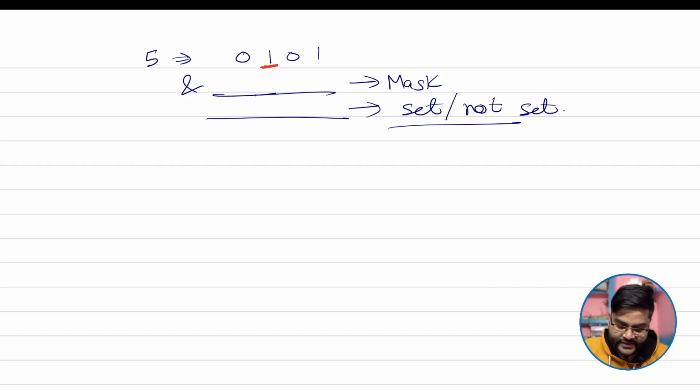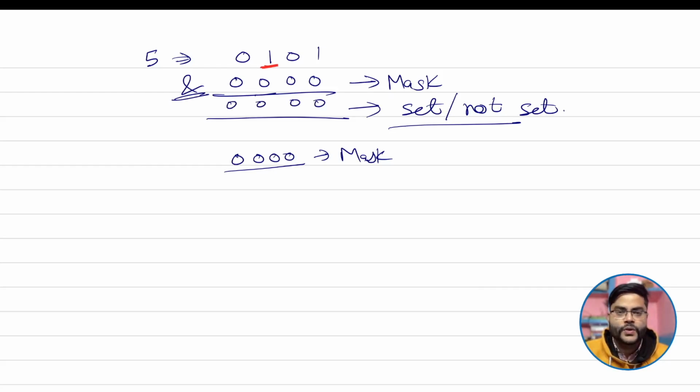So if I take 0 0 0 0 as a mask, okay, what will happen? If I take 0 0 0 0 and do a bitwise AND, what will happen? Everything will result in 0. Okay, so if I am taking all zeros as mask, what will happen? The result will be all zeros. Okay, now if I take all ones, what will happen?